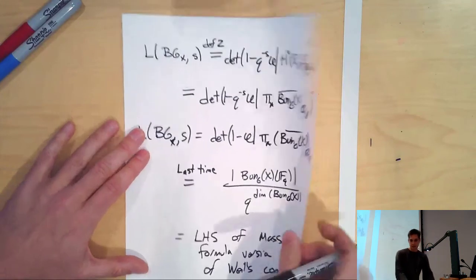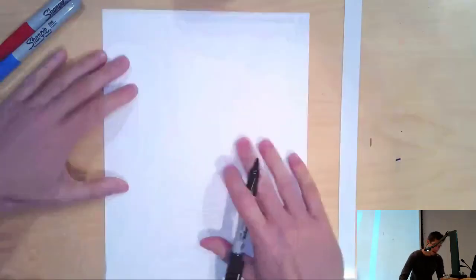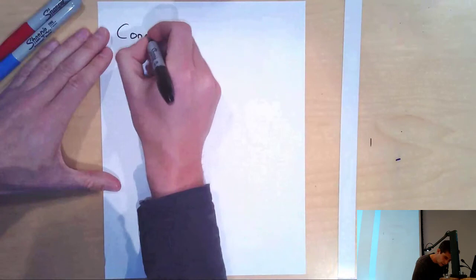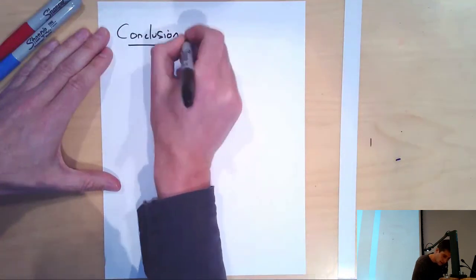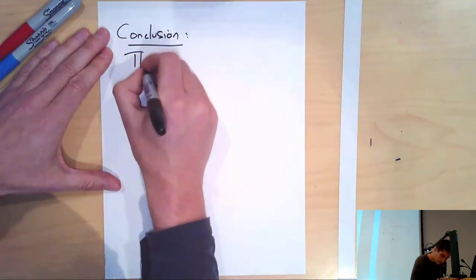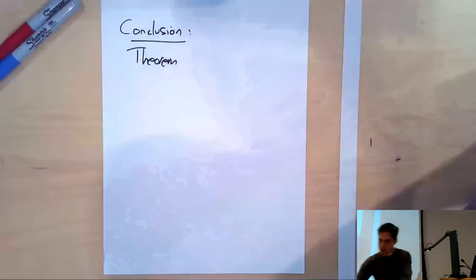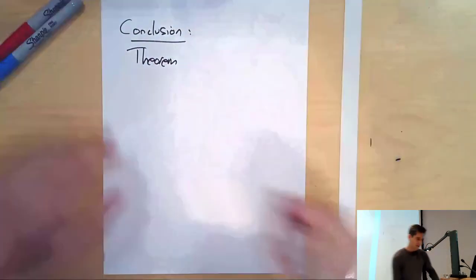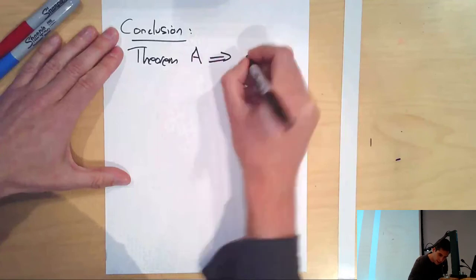So what's the upshot of this? Well, you get a proof of Bayes' conjecture. So conclusion: theorem A implies Bayes' conjecture.